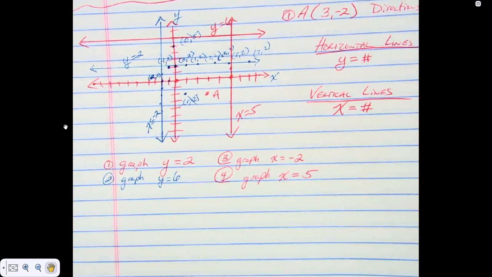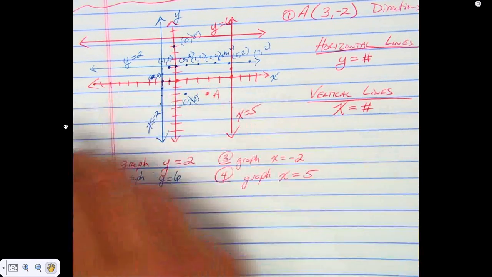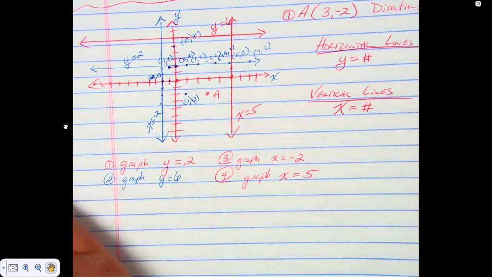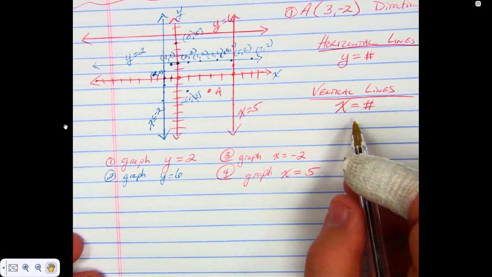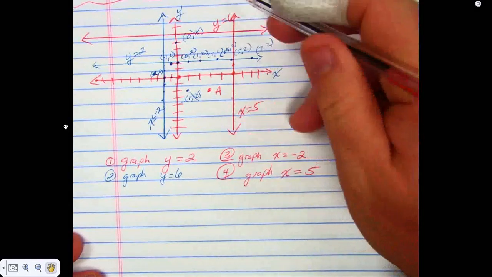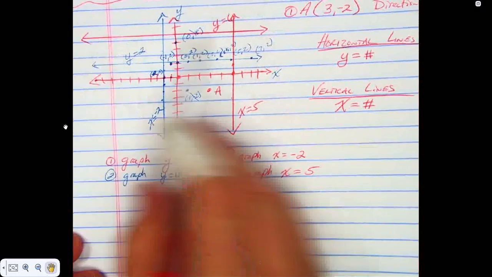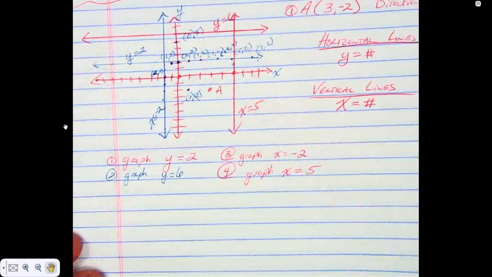But what messes with people is when you see x, what do you think of? The x-axis. You think horizontal. So the mistake everybody makes is they make a horizontal line for when x is equal to a number, but it's the exact opposite, isn't it? It's everywhere where the x-coordinate's 5, and then that vertical line, everywhere along here, the x-coordinate's 5. Everywhere along here, the y-coordinate is 6. Okay?